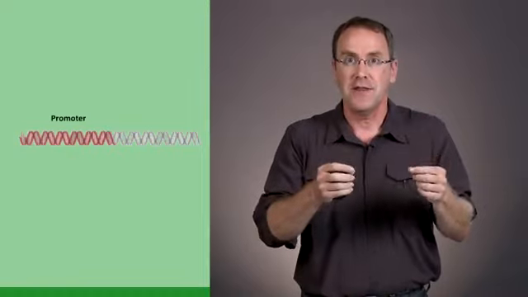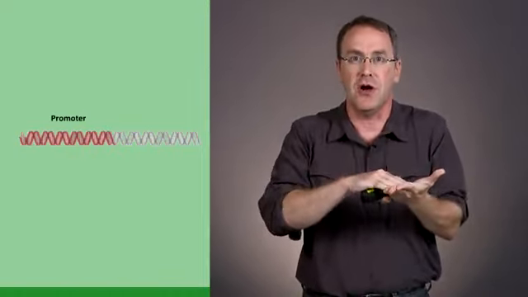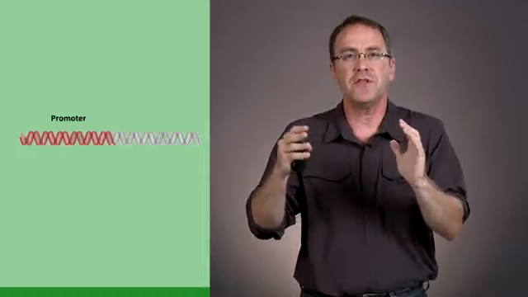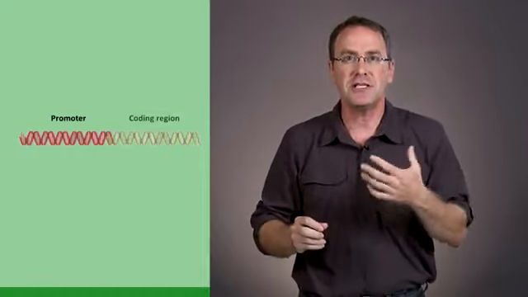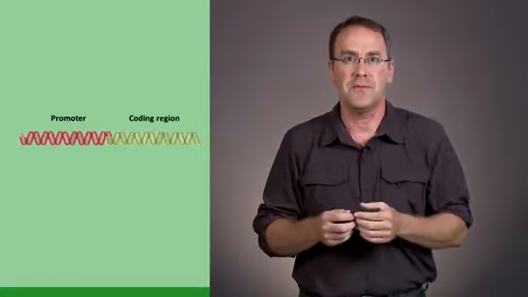In general, we could describe a gene as having two main parts. Now, this is a huge simplification. We could talk about a gene having what's called a promoter. That's the part of the gene that tells the gene when to turn on and when to turn off. And then there's the part of the gene that's called the coding region. This is the part that encodes for a protein or a particular function.